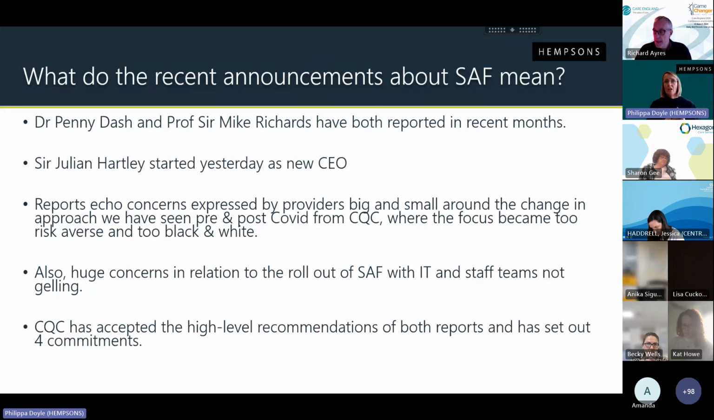Obviously, we've got those huge concerns in relation to the rollout of the IT in relation to the single assessment framework. I hesitate to draw comparisons between Horizon and this, but I know some have. And I know there's been lots of issues as well around whether the staff teams at CQC have really gelled, whether the assessors and the inspectors are properly working together to write those reports that really define your service properly. So CQC has accepted the high-level recommendations out of both reports, and they've set out 4 commitments going forwards.